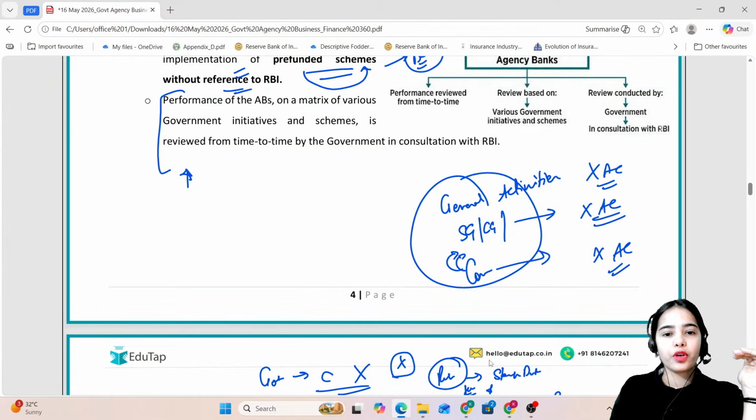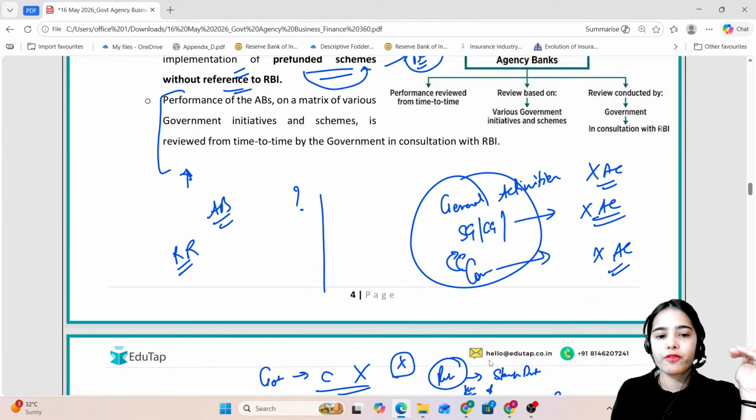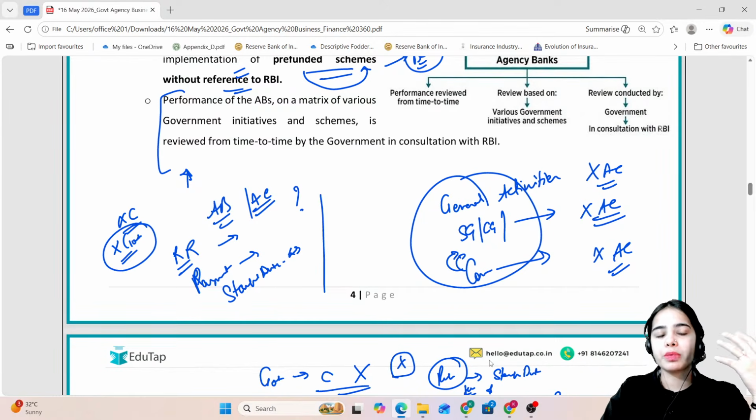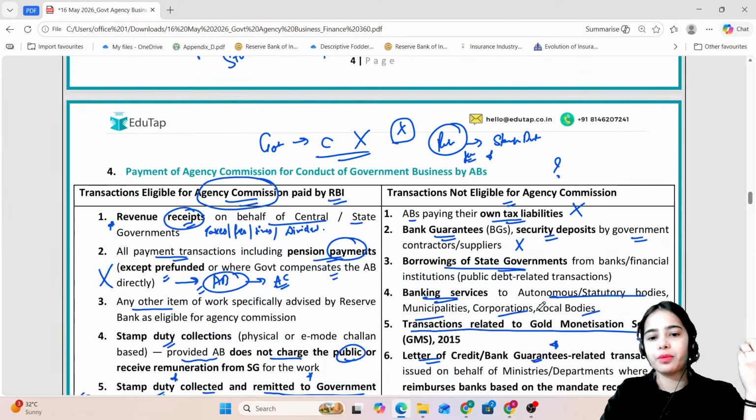Okay. For what kind of transactions is there an agency commission that the agency banks get? For the receipts, for the revenue receipts, for the regular payments on behalf of the government, and stamp duty collections. For all these kinds of transactions, the agency commission can be provided if no compensation is taken from the government, then the agency commission will be provided.